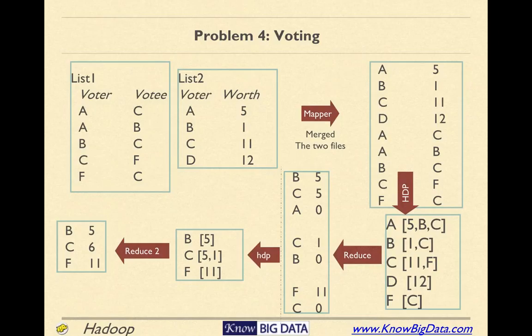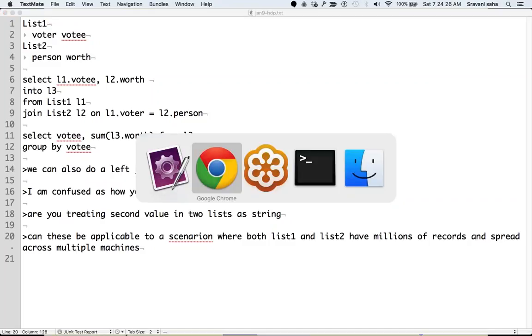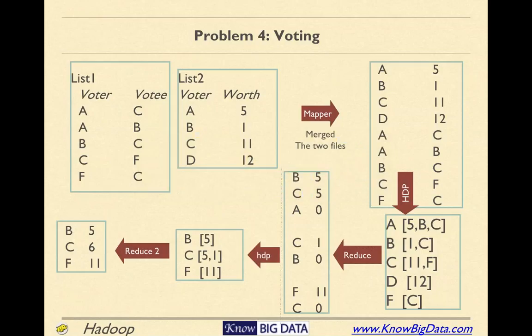All right. Now next question is, are you treating the second value in the to list as string? That's a good question. So the answer is yes. We'll be treating the second value as a string only, while translating here from string, we will translate it into a number. We'll parse it and convert it: 5 is treated here as a string and we will treat it as a number here.